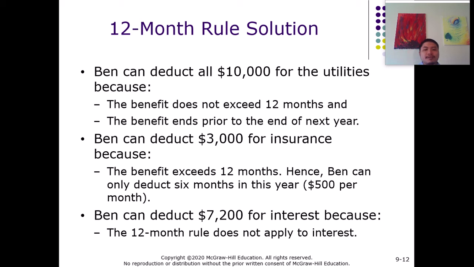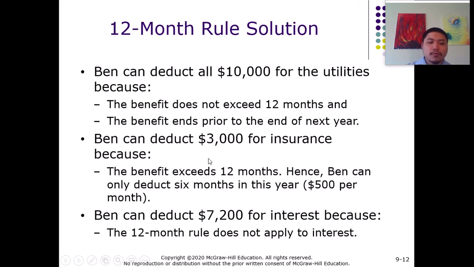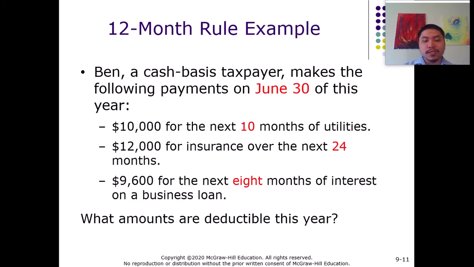What about the interest on the business loan? We know the 12-month rule does not apply to the interest expense, so it doesn't matter how long the benefits are going to last. In this case, we just take the next 8 months. We calculate the monthly expense as well, and then multiply it by whatever period is available for the current year.